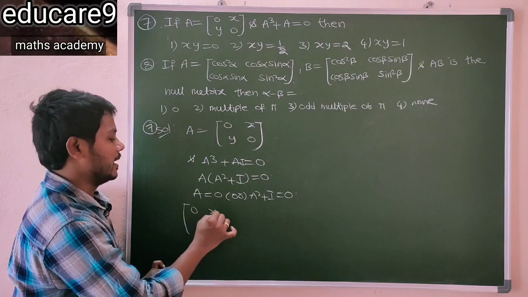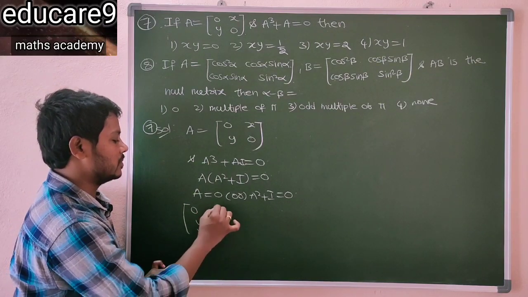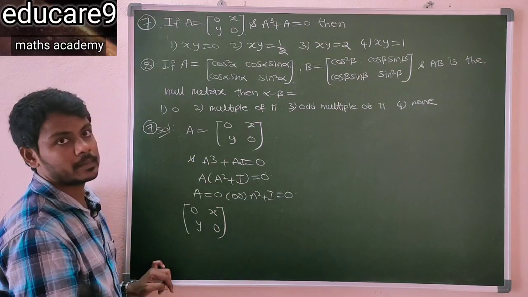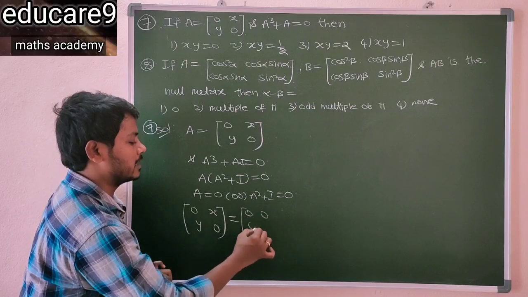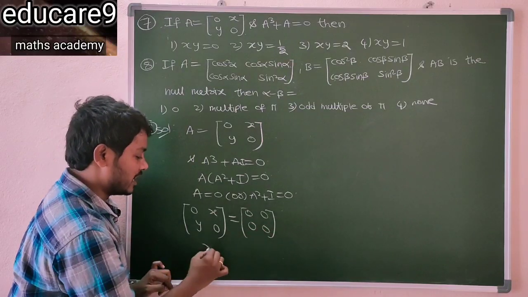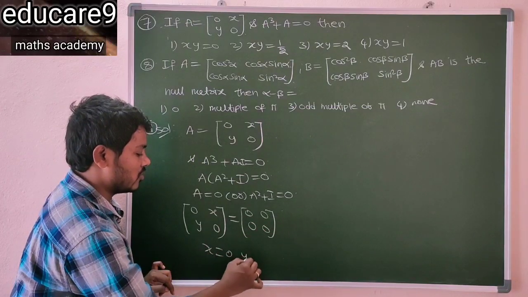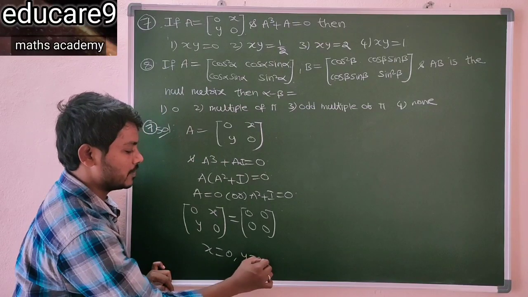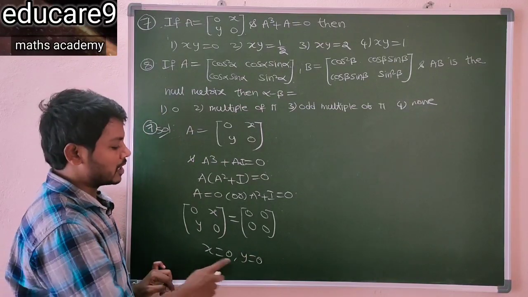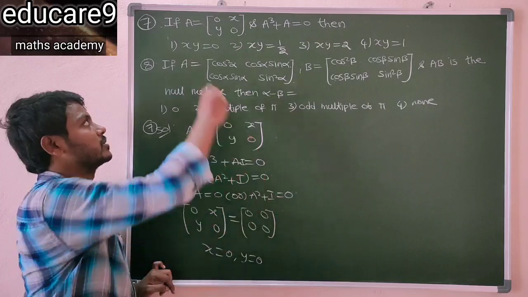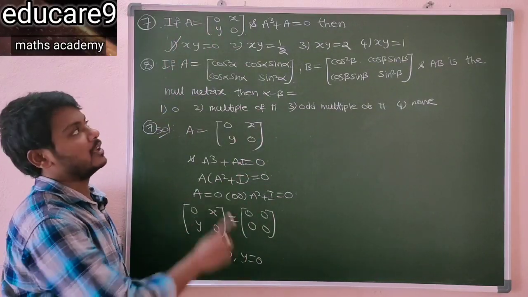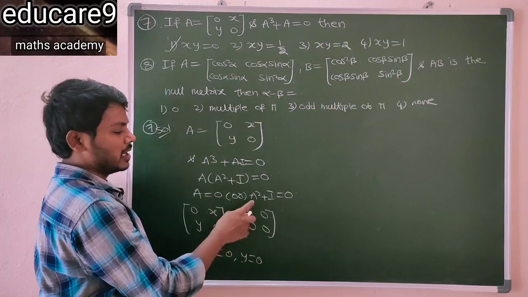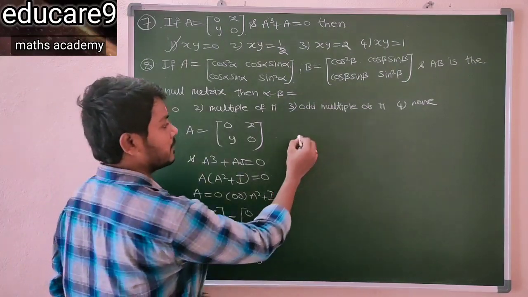[0 x; y 0] is equal to 0. 0 is what? Null matrix. So clearly x is equal to 0, y is equal to 0. And the product is what? 0. So xy is equal to 0. Therefore clearly first option.